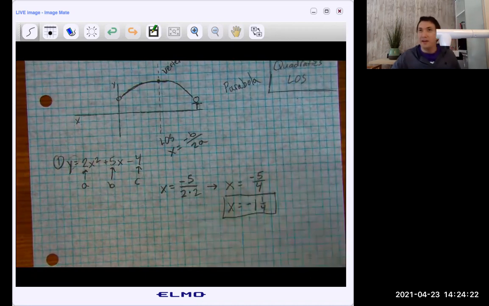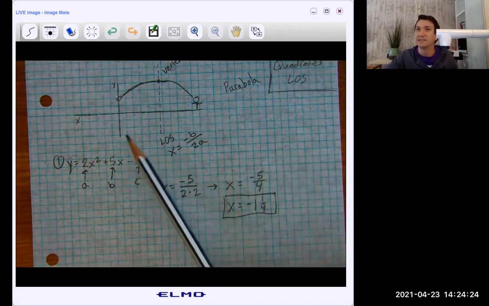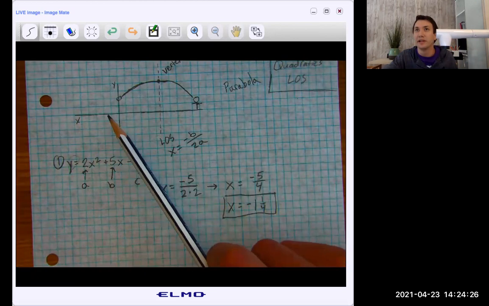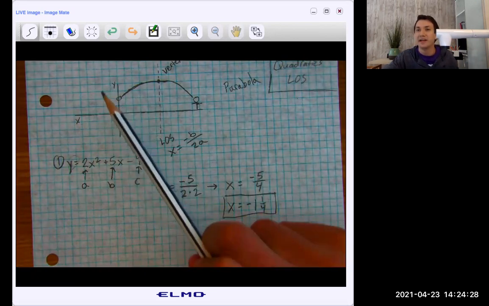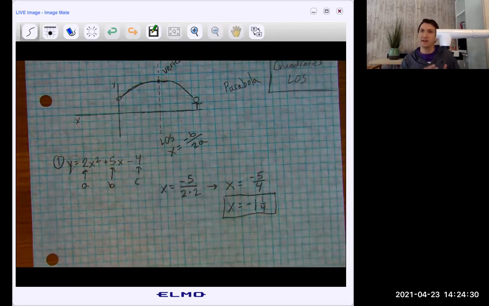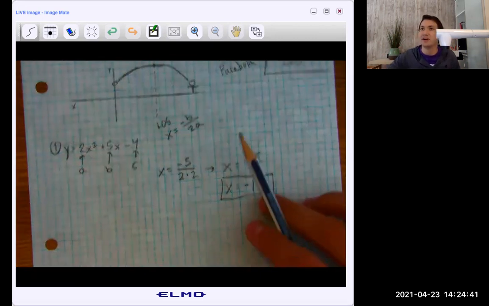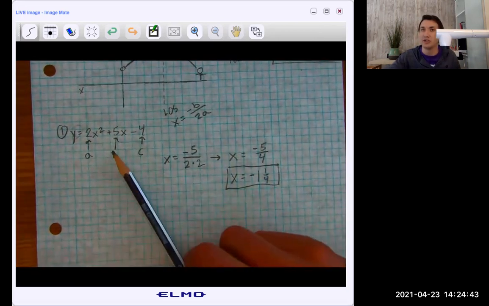So on the graph for this one, where x is negative 1 1/4, so like over here, that's the line where the parabola reflects itself. And there's some really useful ways we can use that, but we'll talk more about that later. Today, your purpose, I haven't talked about that yet, your purpose is to be able to find the line of symmetry. So here I found the line of symmetry for this quadratic.